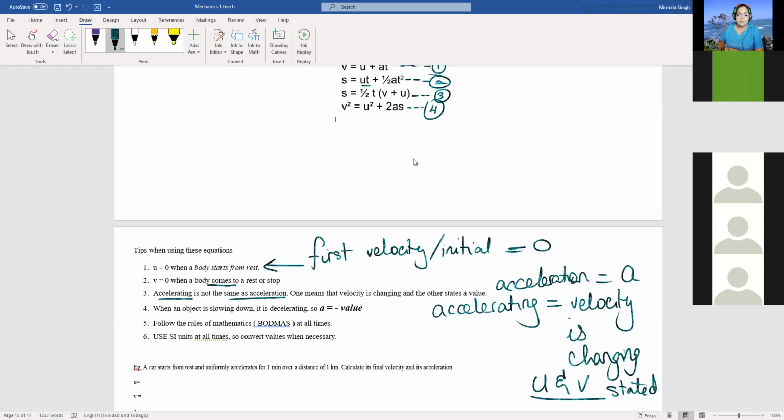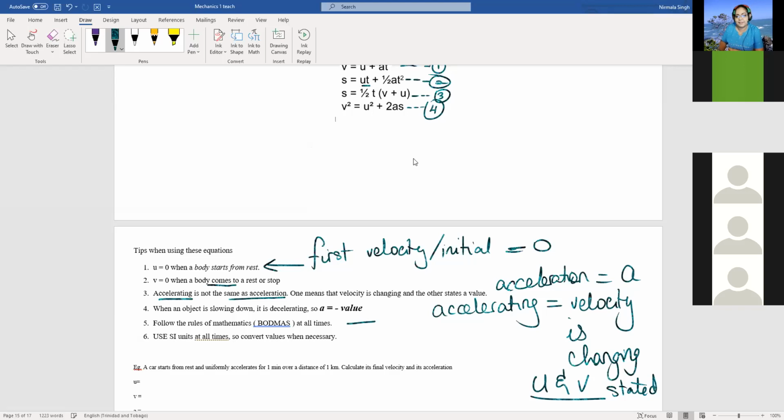Okay, moving on. When an object is slowing down, it is decelerating. Decelerating means that it is slowing down, and we went through that already. Deceleration is a negative acceleration. So anytime we have to work out a deceleration or we encounter negative acceleration, that simply means that the body is slowing down.